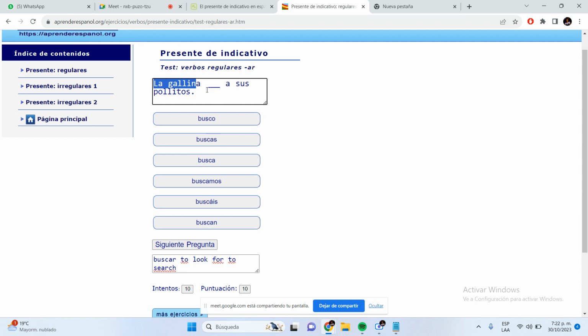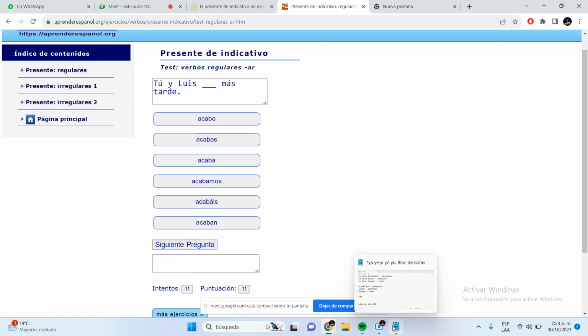So see here we have LL and LL. It's gallina and pollitos. So what does that phrase mean? The chicken looks for her little chickens. How do you say that in English? Chicks. Baby chickens, chicks, right?